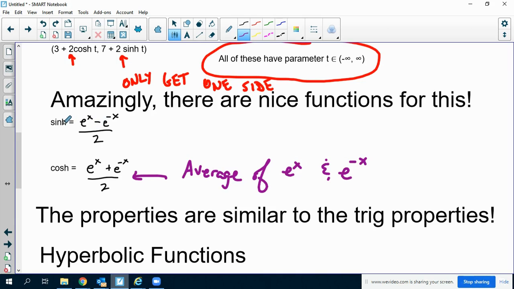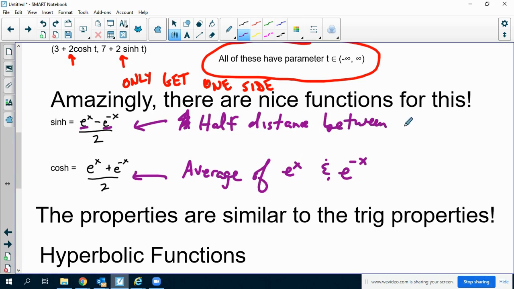And then the hyperbolic sine is actually, if we were thinking about it in terms of these two things being their own separate y values, half the distance between those two y values. So it is half the distance between y equals e to the x and y equals e to the negative x. So there are amazingly some nice functions for this.